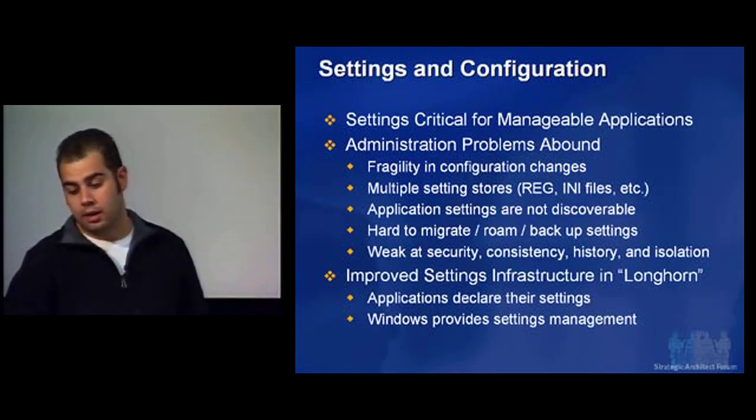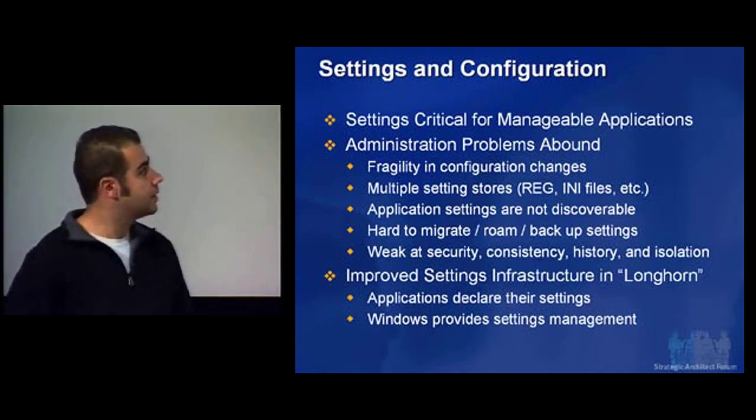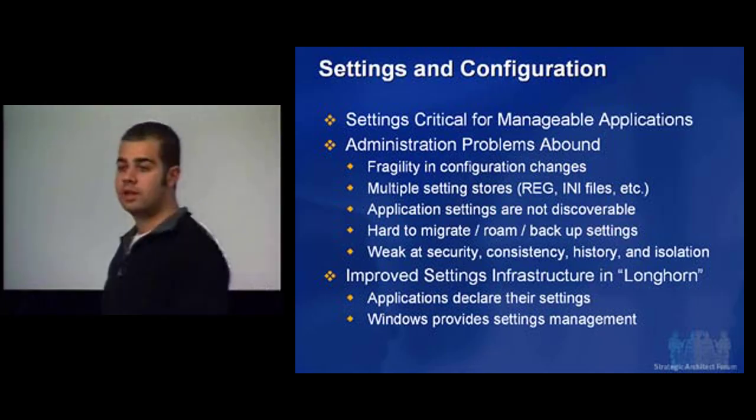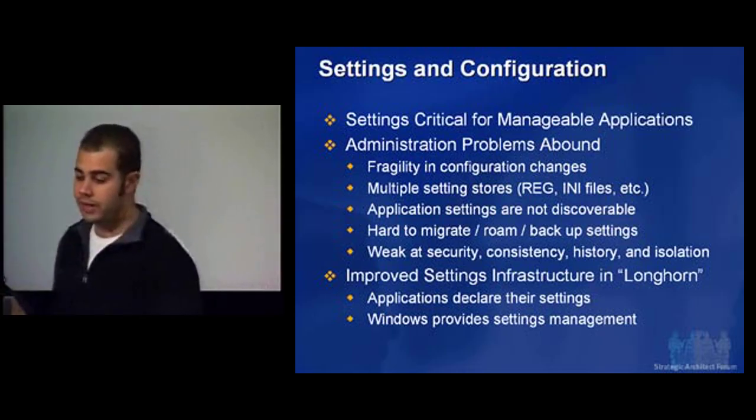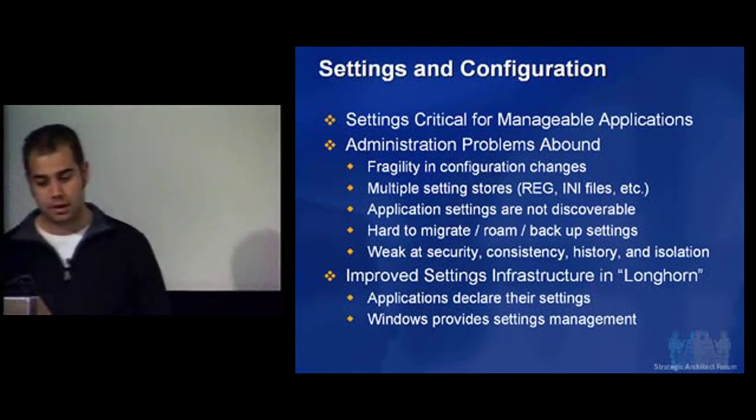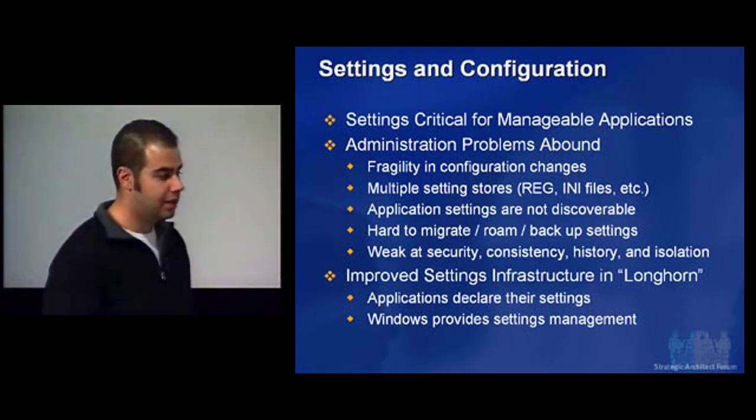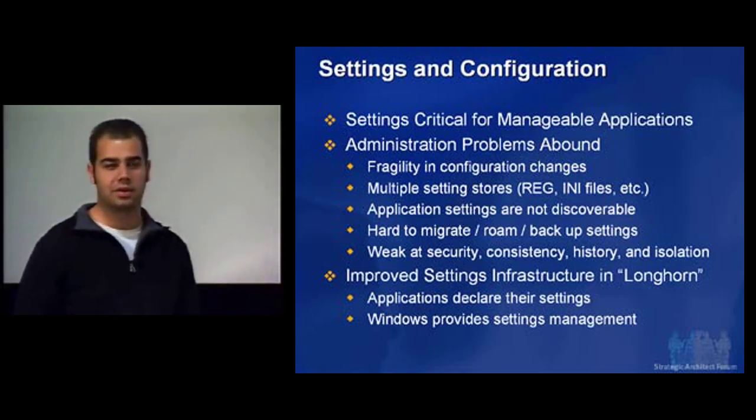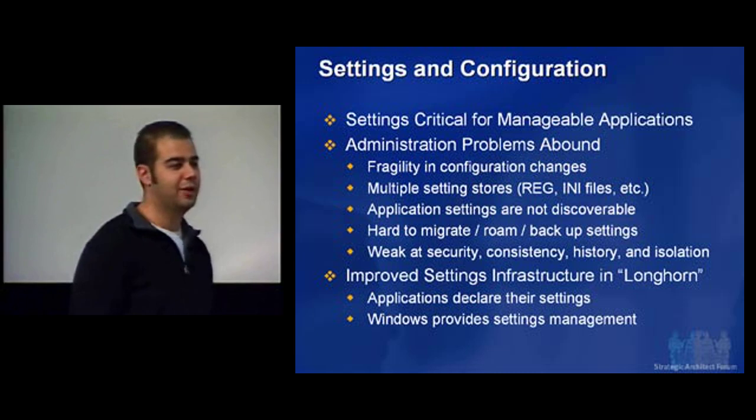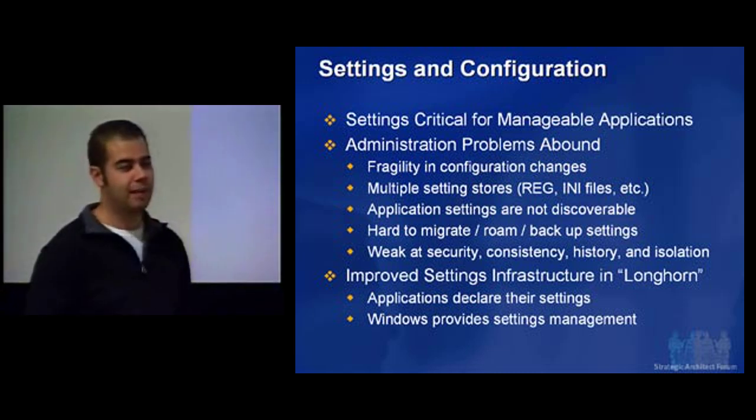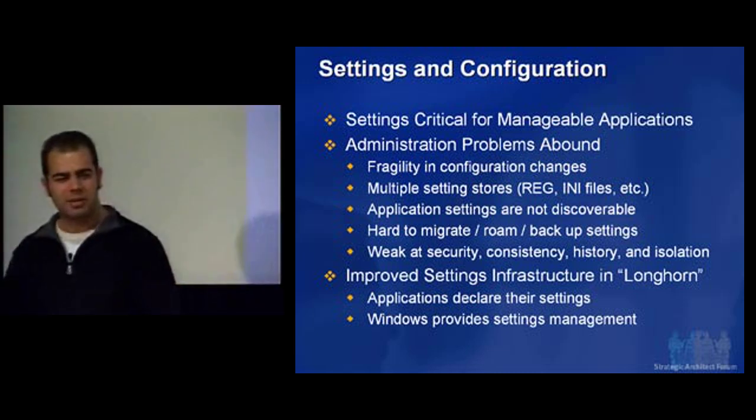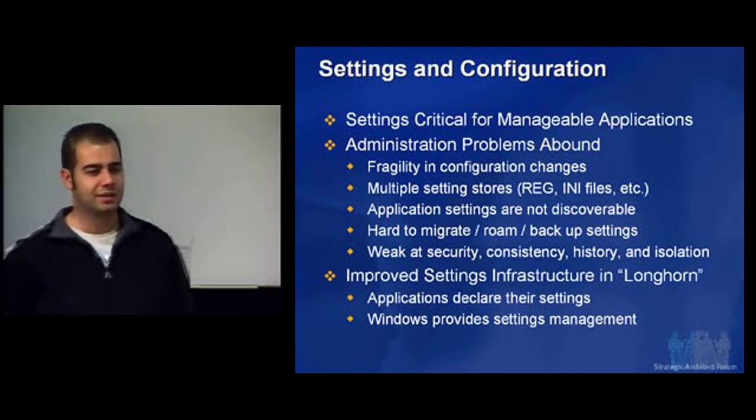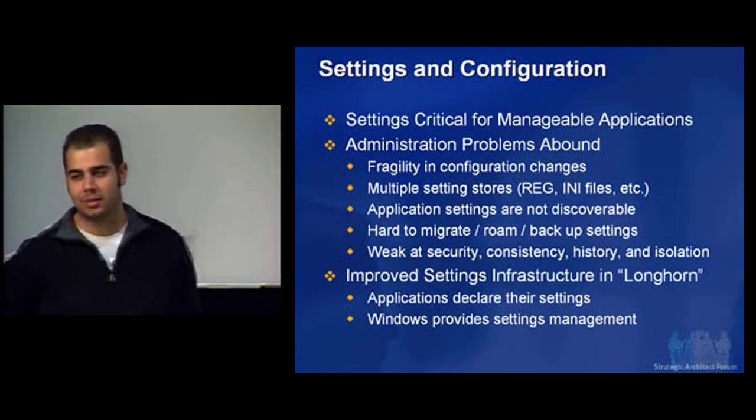And in today's world, there are a lot of problems. We have a lot of fragility in terms of making changes in a system. There are multiple stores: registry, ini files, etc. One problem that we hear a lot is that it's really hard to tell what all the settings are that belong to a certain application. Certainly I can open a registry editor today, and if the applications follow certain guidelines, I can probably find most of the settings. But I don't have a clear, concise definition of all the settings that belong to a certain application.